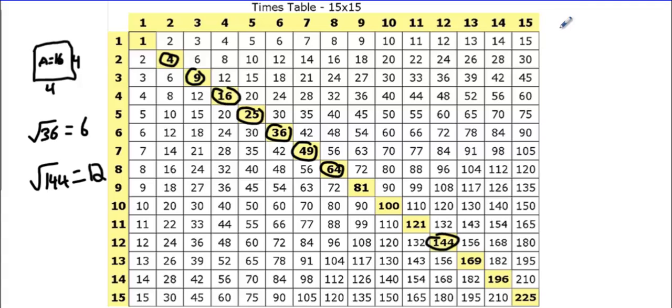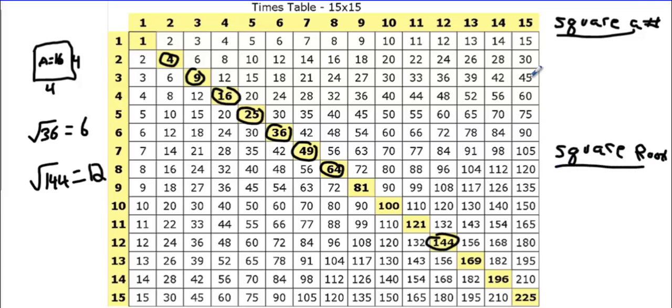Now, I can also ask you to square a number. There's a difference between squaring a number and square rooting a number. You have to understand this difference. If I asked you to square 4, what I'm asking you to do is turn 4 into a square. In other words, multiply it by itself. We use that symbol to make 16. This is squaring a number.